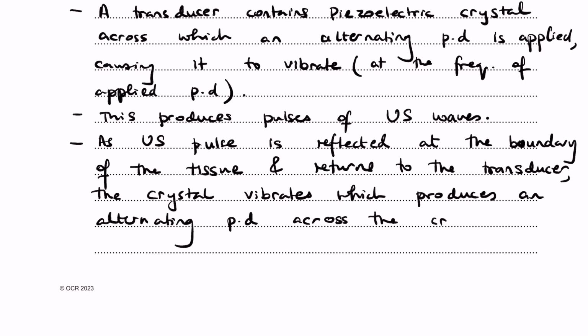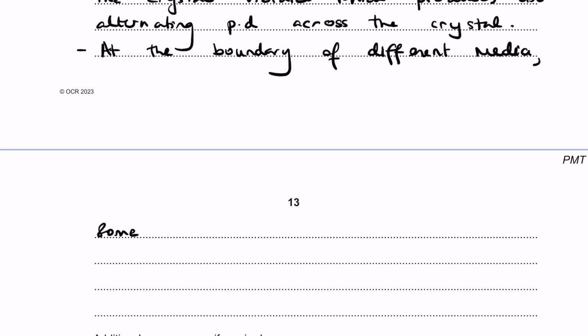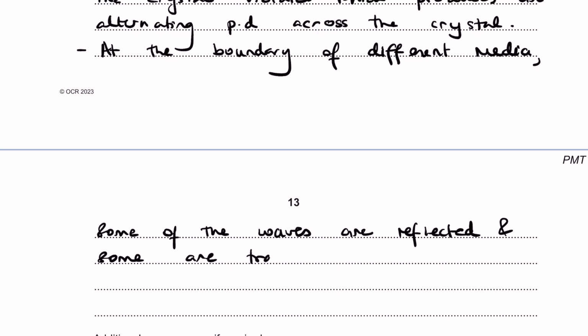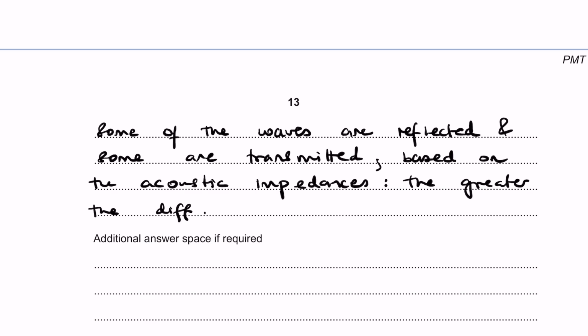So at the boundary of different media, some of the waves are reflected and some are transmitted based on the acoustic impedances. I don't know whether I say this right, but yeah. And we know that the greater the difference between these impedances, the greater the reflection and the smaller the transmission.